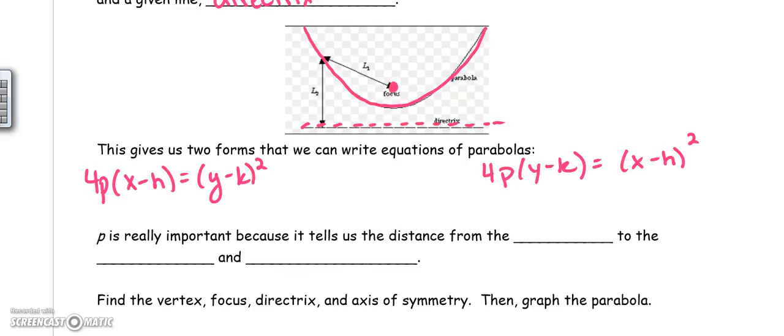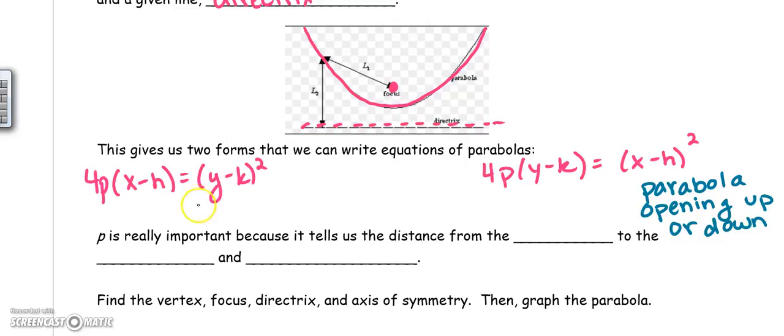Alright, so a couple of things we need to know about these different forms. First of all, I'm going to start with the one on the right over here. When there's x squared, like we can see here, the x is being squared, that means that it is a parabola opening up or down. When the y is squared, so like this first one, that means we have a parabola opening left or right.